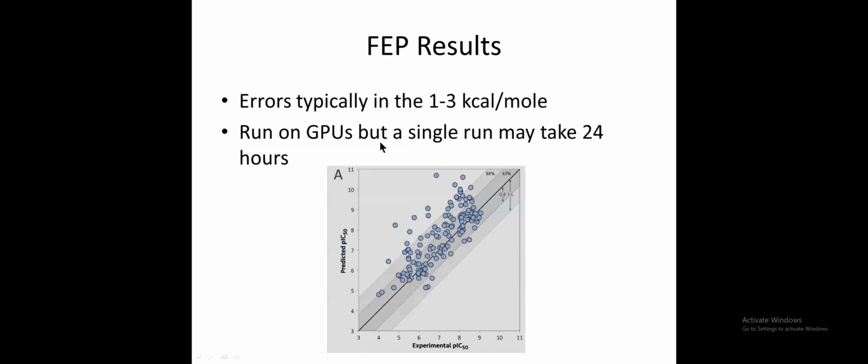These things generally will run on GPUs. Typically, dynamics runs will run on GPUs. And generally, it's going to take about 24 hours to do a single compound. So again, you're not typically going to be able to do a large number of compounds, but within a very narrow range, you can begin to get useful data and start to make really accurate predictions in regards to the way various ligands bind to proteins, assuming you have a good starting point.